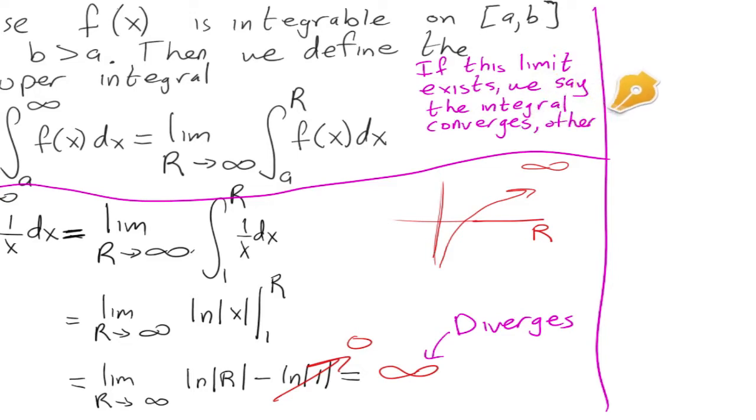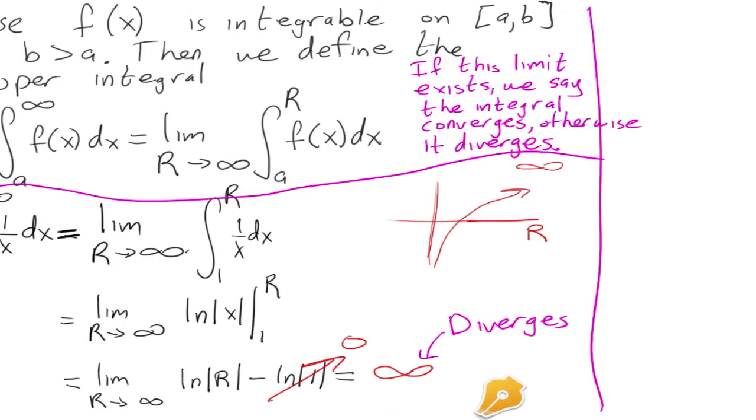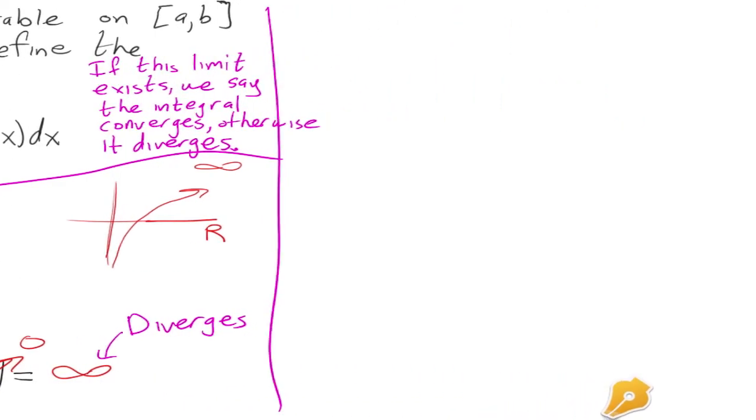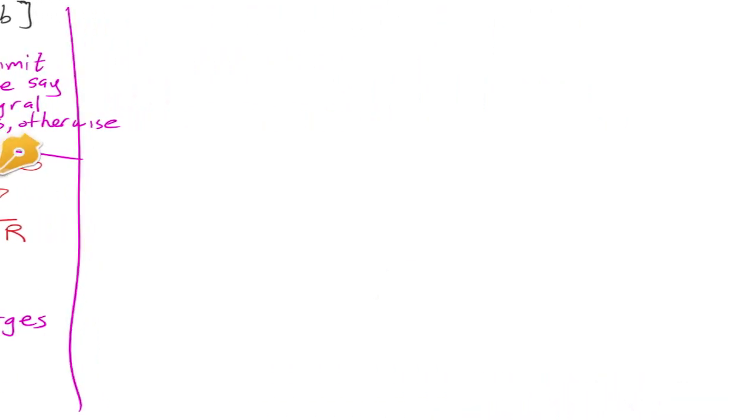Otherwise, it diverges. So basically, if this limit is equal to an actual number, then we say that it converges. If it is equal to infinity or negative infinity, then it diverges. Okay, so then you say, aha, that's what I knew all along, right? Like, I told you so.